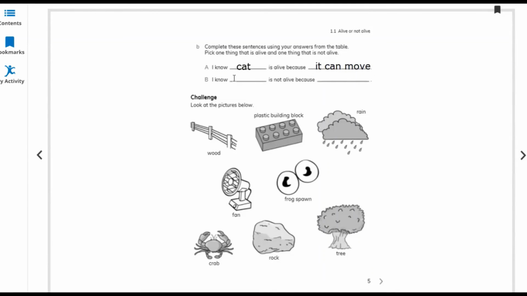I know dash is not alive. Rock, stone, anything is not alive because it can't move. Look at the picture below. You can see the picture and you can write it here. So wood, alive or no? If alive, I just make a circle. Wood, no. Plastic, building block, drain, fan, just scrap, alive, and first one. And tree also. Other no.